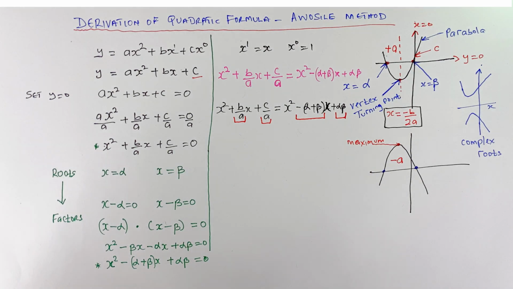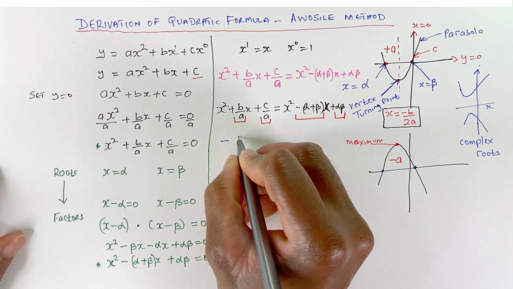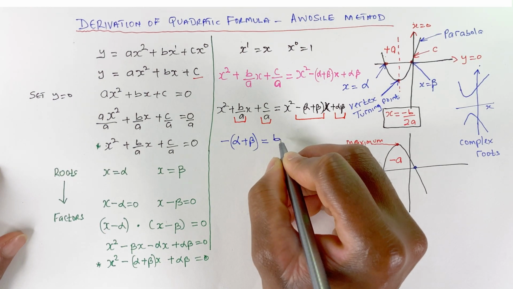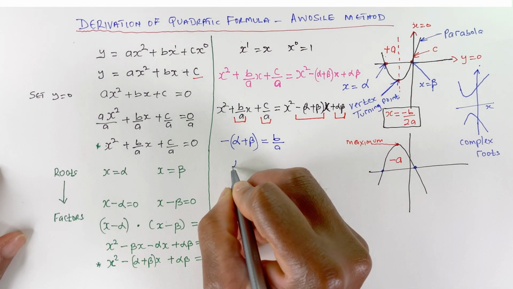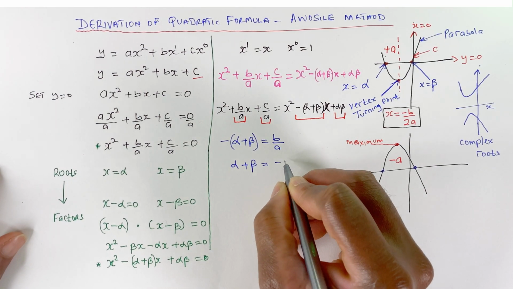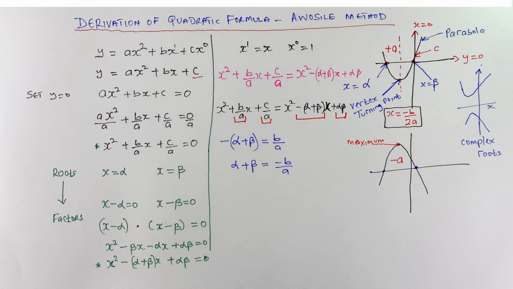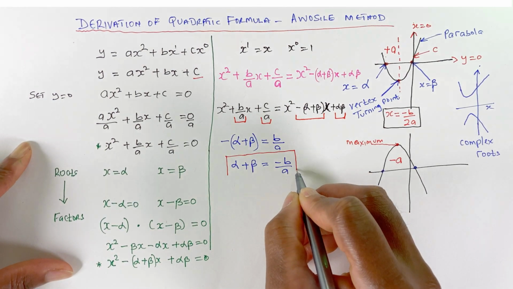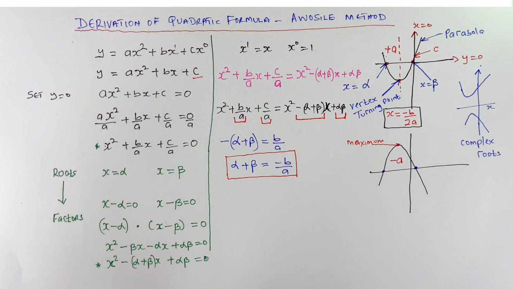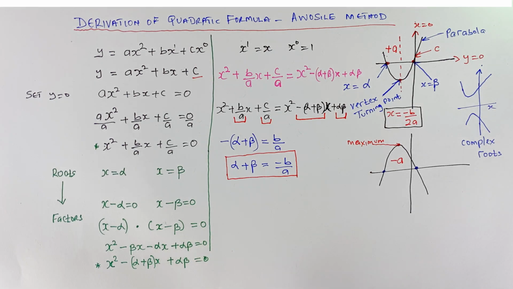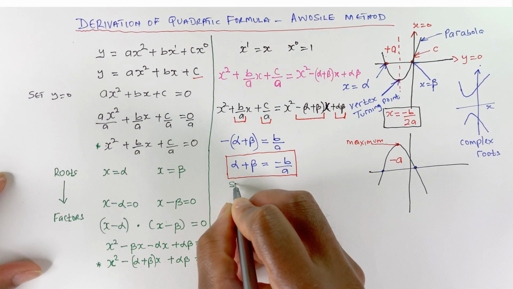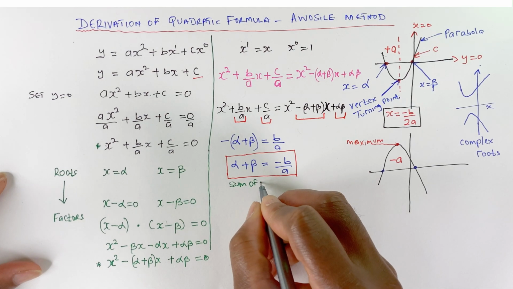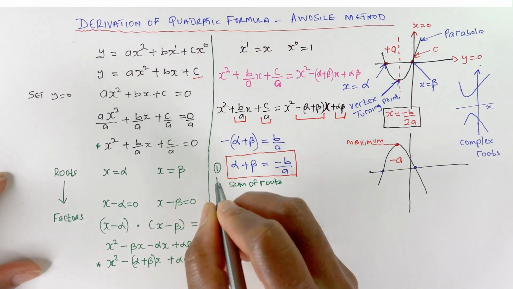So that's the beginning of what we're doing. We're saying minus (alpha plus beta) is equal to b over a, and therefore alpha plus beta is equal to minus b over a. This is the first thing we're going to be using. This is called the sum of roots, which means we're adding them together. That's one important thing we're going to be using.